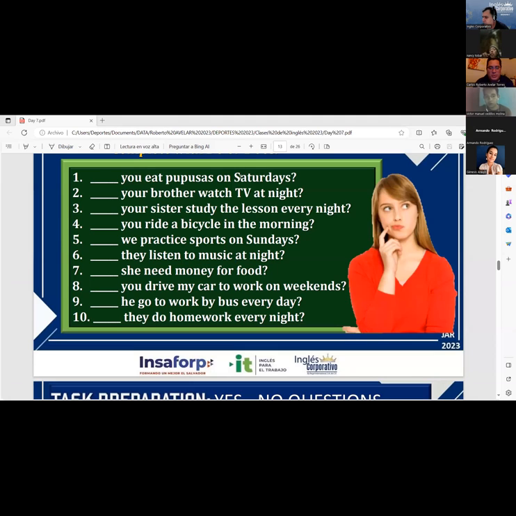Do you eat pupusas on Saturdays? Does your brother watch TV at night? Does your sister study the lesson every night? Does. Yes. Okay.